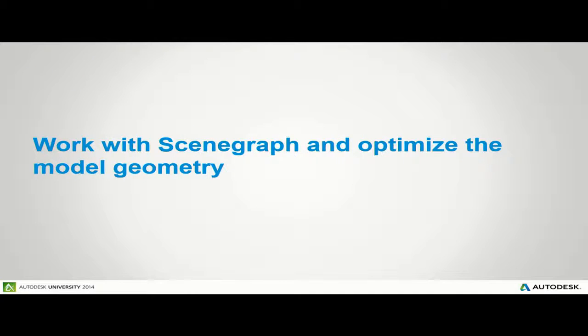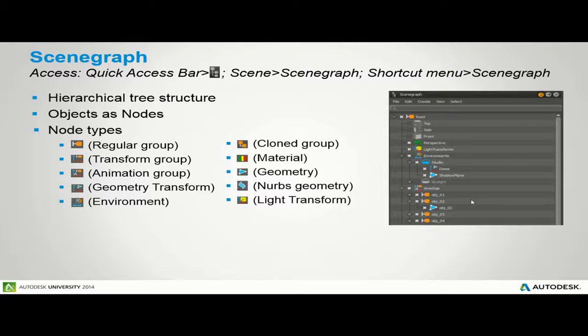Now the first objective, before I get into the demo, I'll show the demo of the interface along with the first objective that we'll be going over. So the first objective is to work with Scenegraph and optimize the model geometry. The Scenegraph, as I told you, is a module that is provided along with the VRED Professional software. It lists all the objects that are present in the scene.